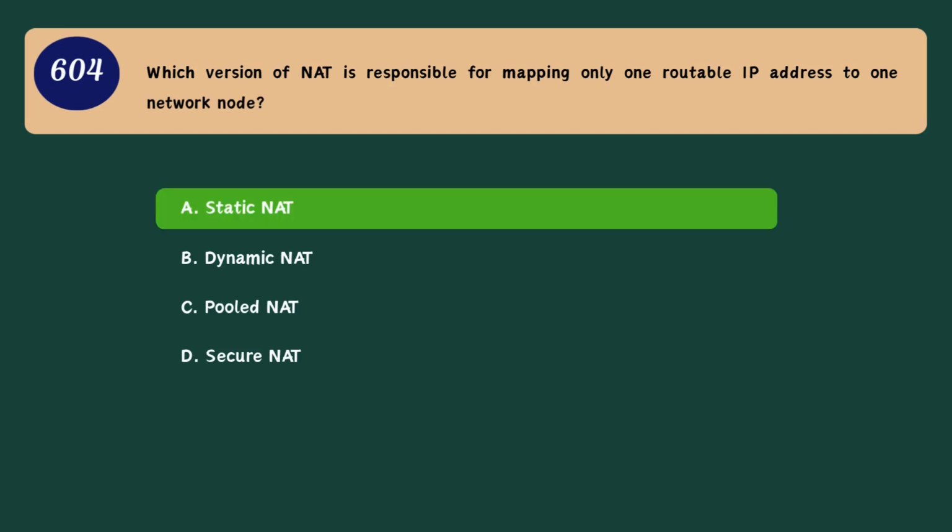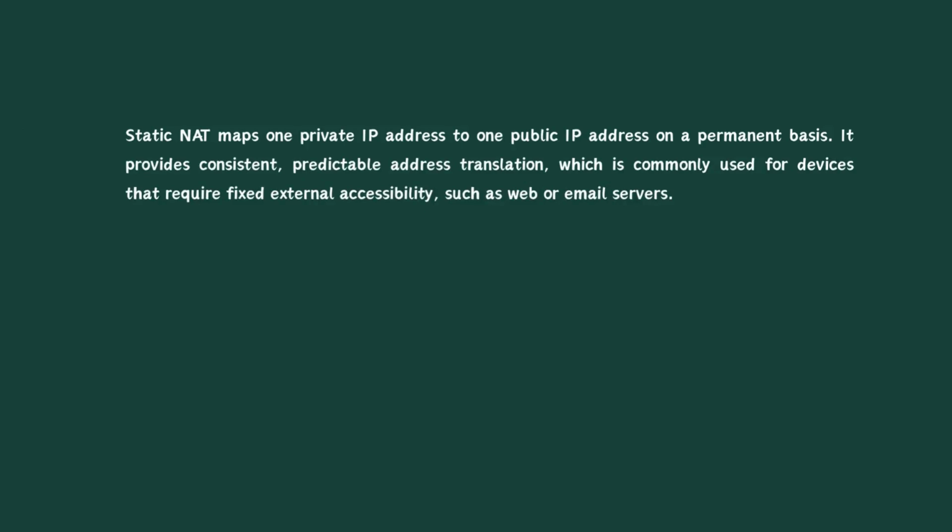Correct answer. A. Static NAT. Static NAT maps one private IP address to one public IP address on a permanent basis. It provides consistent, predictable address translation, which is commonly used for devices that require fixed external accessibility, such as web or email servers.